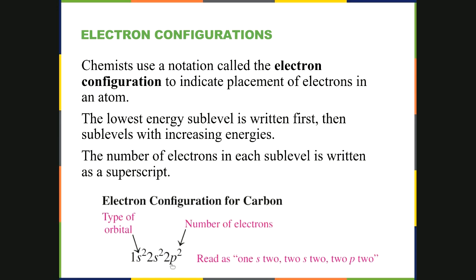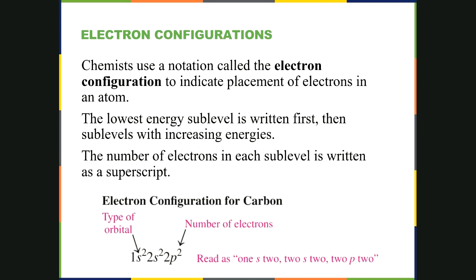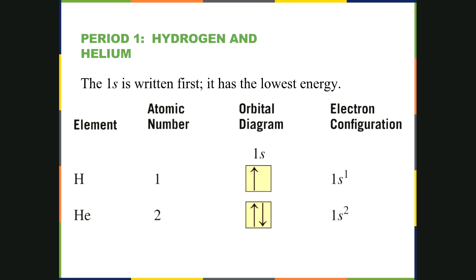And this is its orbital diagram. Again, 1s2, 2s2, and I put two electrons in the 2p orbitals, but they're placed in separate orbitals within the same sublevel with parallel spins.